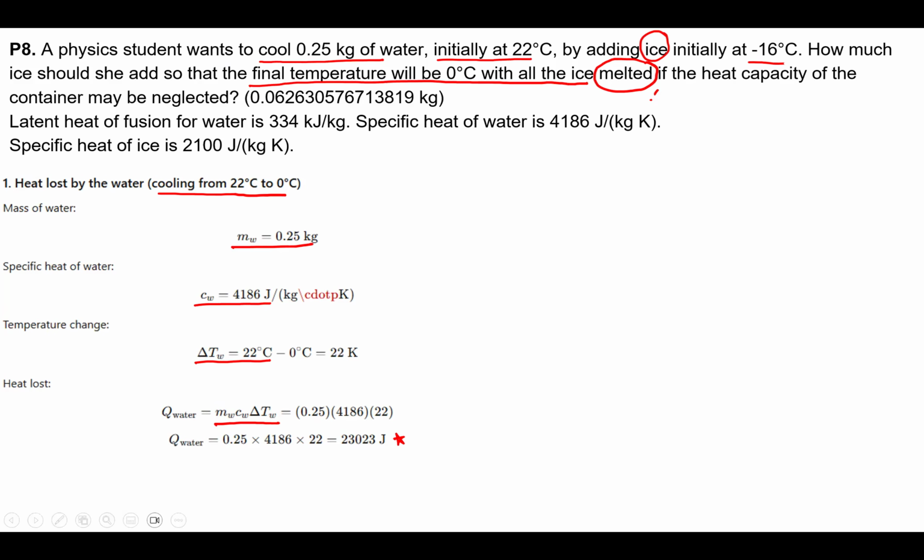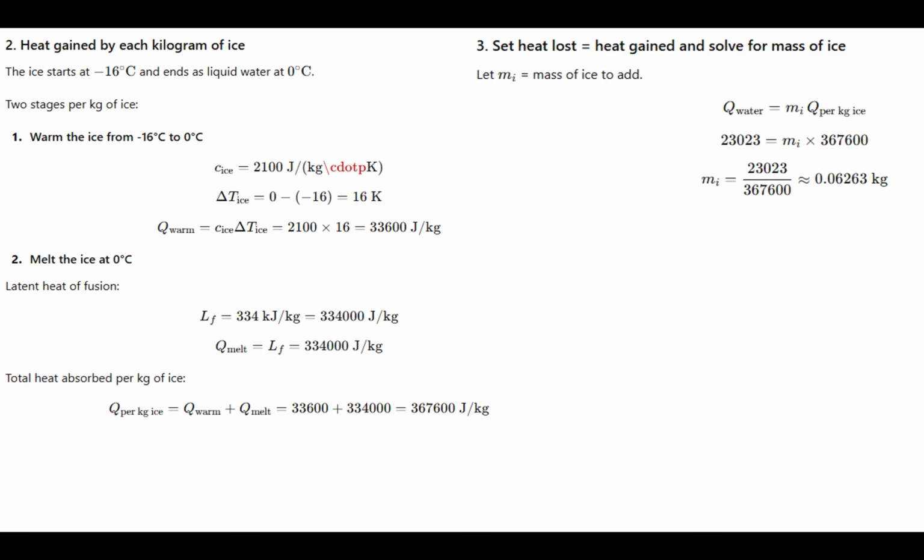And now the heat gained by each kilogram of ice: the ice starts at minus 16 and ends as liquid water. So this is the very important one, liquid water. First, warm the ice from minus 16 to 0 degrees. We note that the specific heat of ice is given by this one, and the delta T is given by this one. This is how the ice reaches the temperature from minus 16 to 0 degrees. Okay.